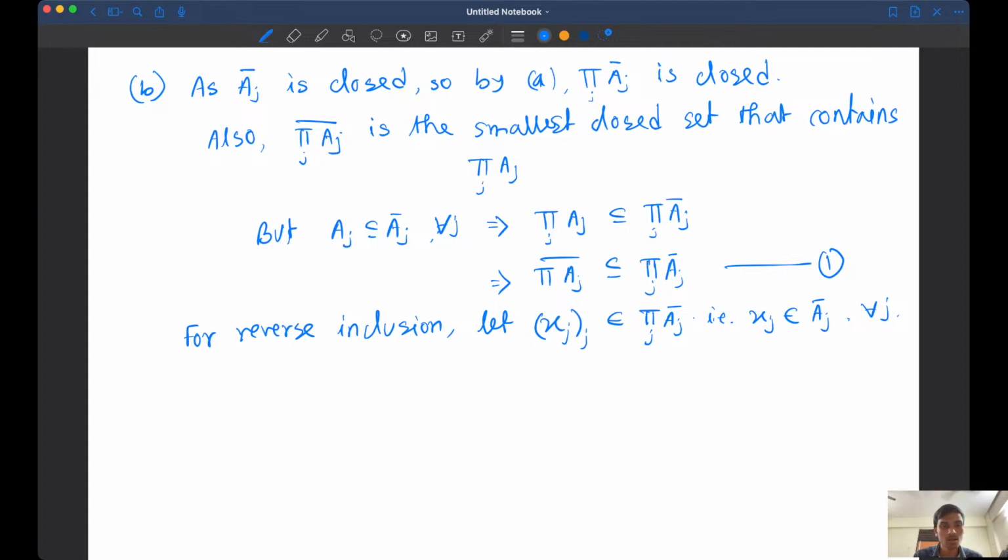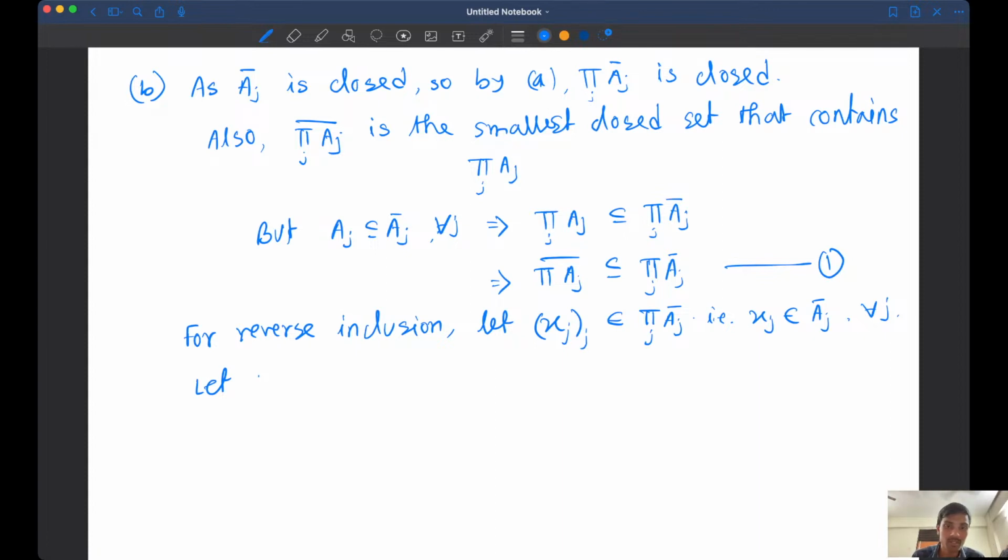So instead of taking any arbitrary neighborhood around this one, it is enough to show that if I take any basic open neighborhood around this point, and it intersects this for any basic open set, then that will also guarantee that it is true for any open set, right? Because any open set will be a union of basic open sets, and each basic open set that contains xj will intersect this aj, so hence the total union will also intersect. So it is enough to consider a basic open neighborhood around this xj.